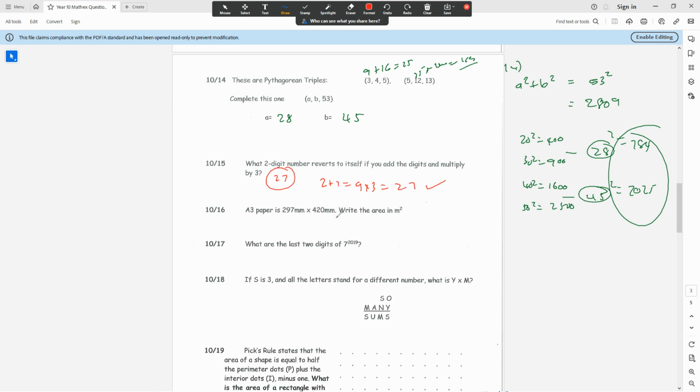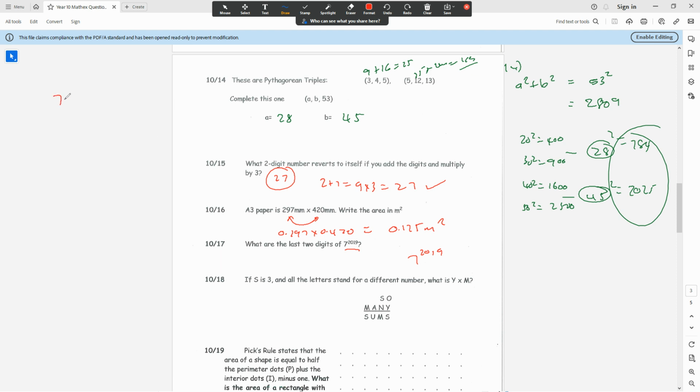A3 is that dimensions, write the area in meters squared. So we have to convert this into meters. So this is 1,000, so 0.297 times 0.420. All right, 0.297 times 0.420. That's going to be 0.124 or 0.125 meters squared. What are the last two digits of 7 to the power of 2019?